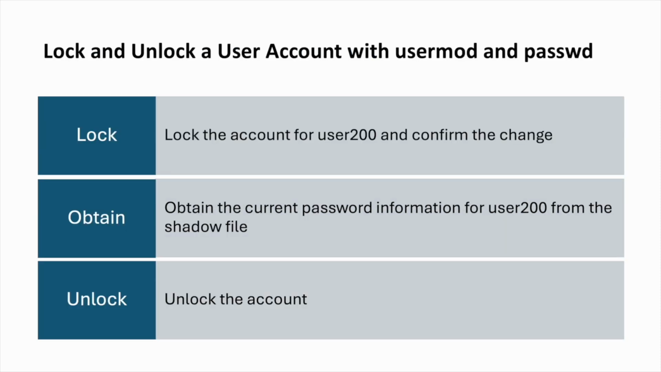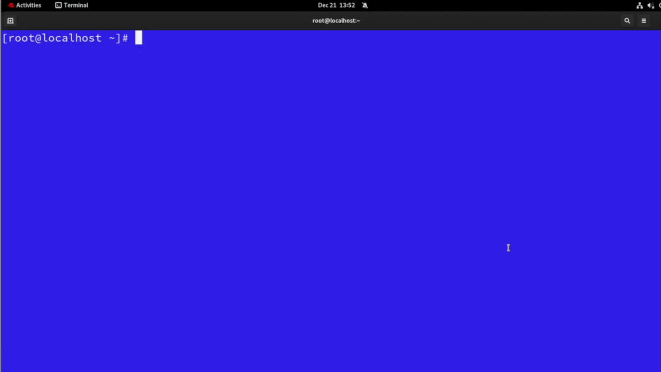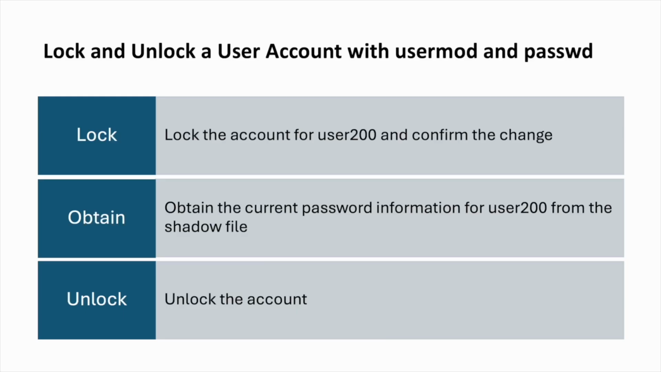So let's move to the lab, and the first ask is to lock user account user200 and confirm the changes. Here let me log into my account, and in my case I have user300. So usermod -L and the username user300. The first ask is complete.